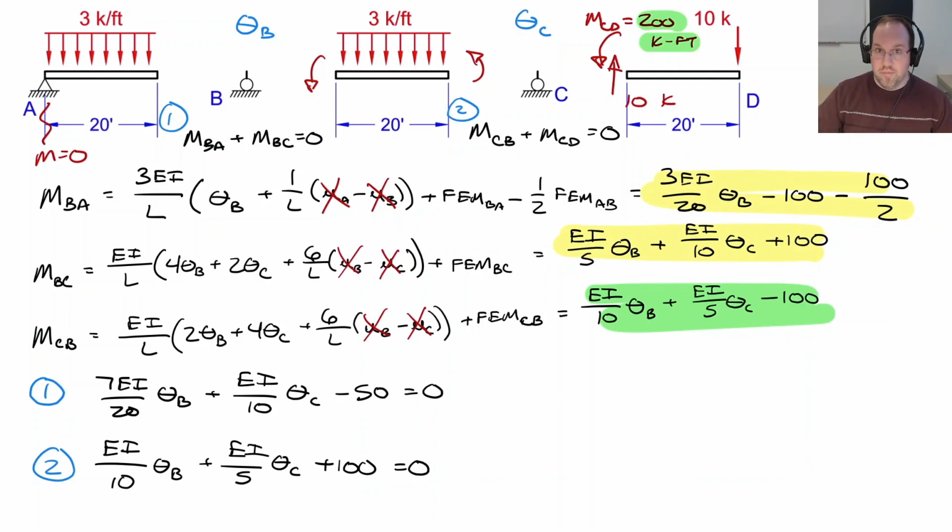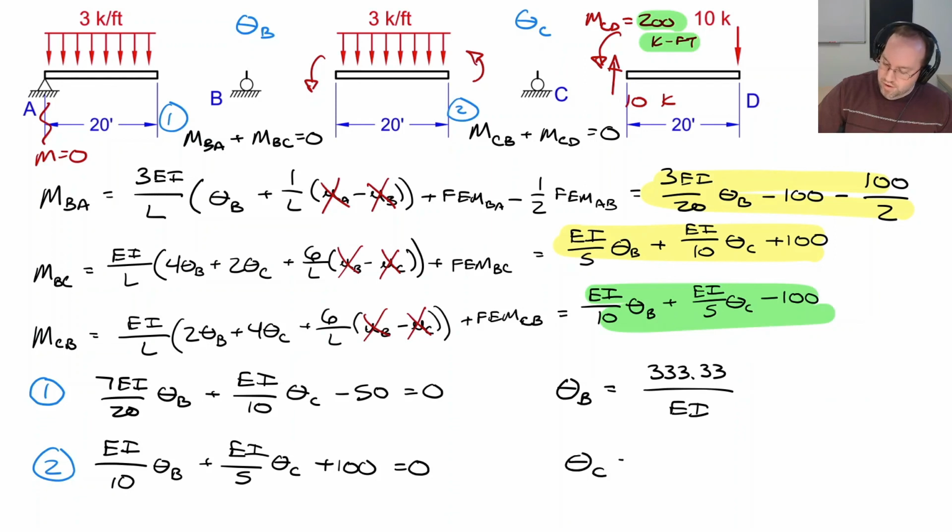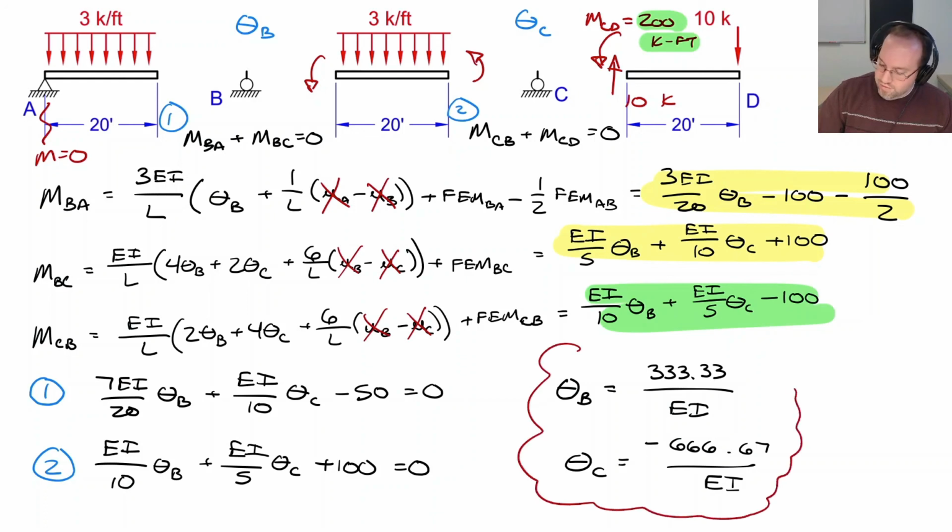So once again, I can solve my two equations for my two unknowns, and I'll find that my rotation at B is 333.33 divided by EI, and then my rotation at C is equal to a negative 666.67 divided by EI. And I'm going to take those two rotations and substitute them back into my slope deflection equations to find all my forces and moments.